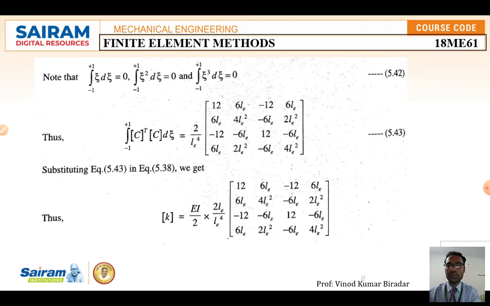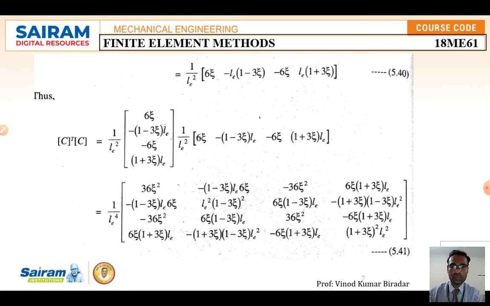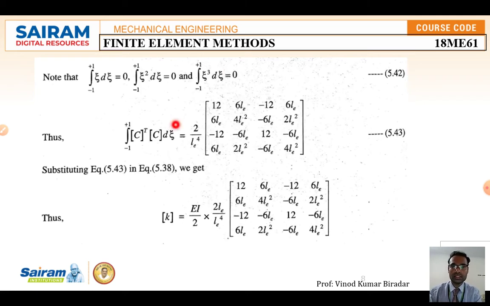Now you integrate. Integration from minus 1 to plus 1 of ζ dζ is equal to 0, integration of ζ cube dζ is equal to 0. This ζ, ζ cube, if you substitute the values 0 in this equation, you are going to get this equation, that is 2 by L to the power of 4 times 12, 6L and so on. So this equation you are going to get.